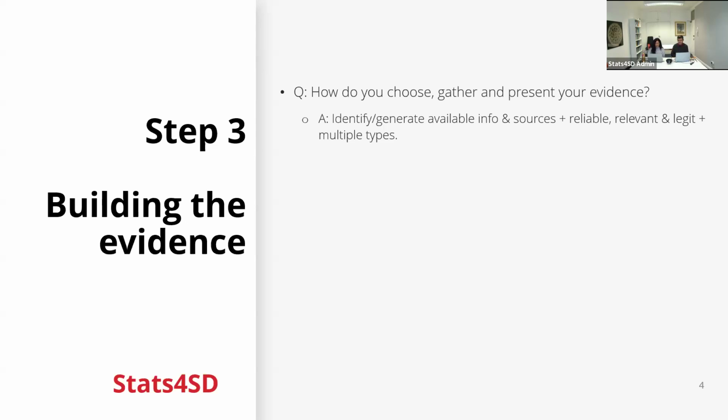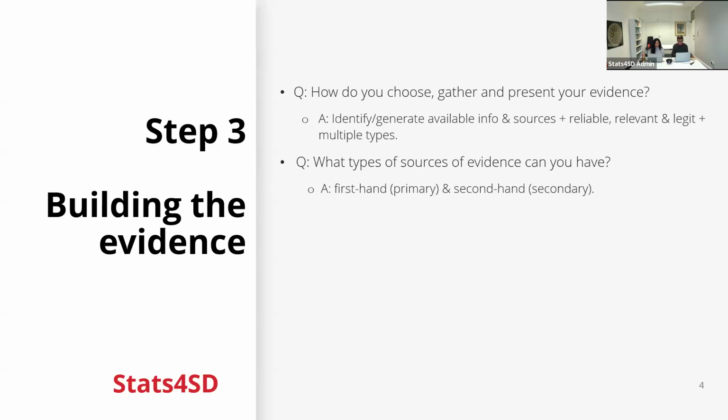So then when we talk about evidence, what types of sources of evidence can you have? And we saw that you can have first-hand, such as primary sources of evidence, or second-hand, secondary sources of evidence. First-hand would be, for example, when you're presenting testimonies and you go and interview your participants. In most cases, it's often male and female farmers. And that would constitute a first-hand primary source of evidence.